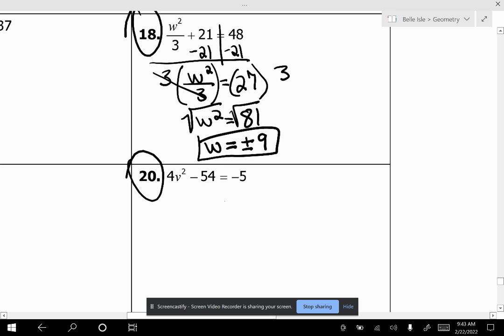Okay, number 20. As soon as you get this one, the homework is right here. You may come and grab a piece.